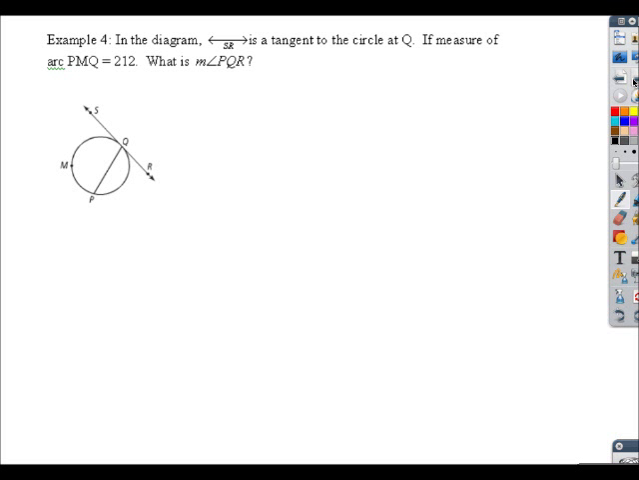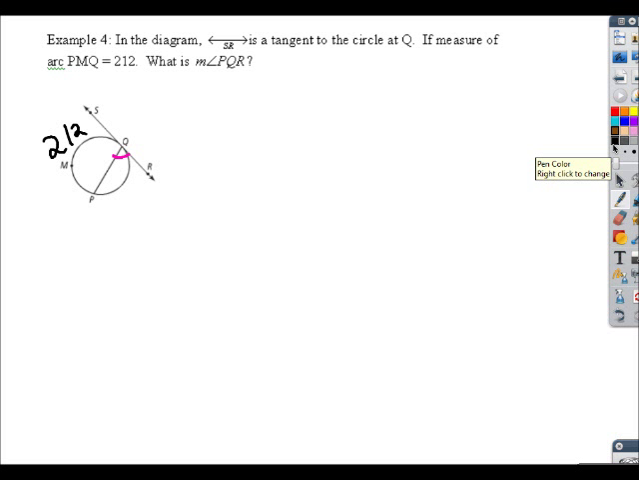So if I look at this question right here, I have a tangent and I have a chord, and I know that arc PMQ is equal to 212. What's the measure of angle PQR? Well, PQR is that angle right there. So in order to find that angle, I have to find arc PQ.